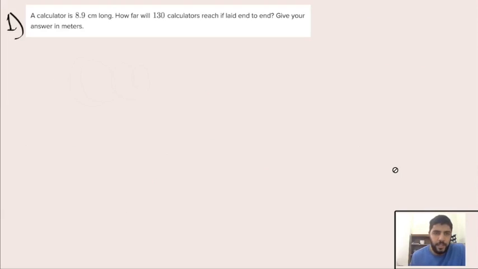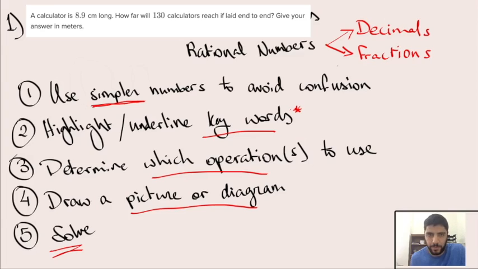Question number 1. A calculator is 8.9 centimeters long. How far will 130 calculators reach if laid end to end? Give your answer in meters. Okay, so this is simple. If we look back here, it says use simpler numbers to avoid confusion. So if you would like, instead of this 8.9, for now, we can say 8. Just to simplify it, we're going to put it back in when we're done.